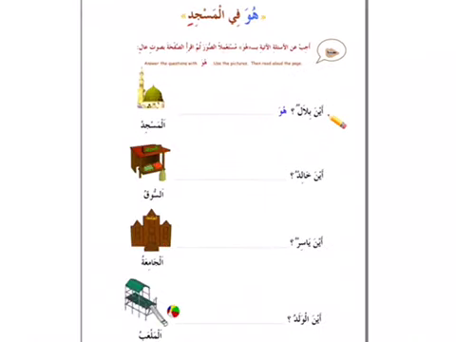On worksheet number 10, we're going to change the name to a pronoun. For example, let's look at the first one together. Aina Bilalun, where is Bilal? Instead of saying Bilalun fil masjidi, we say Huwa fil masjidi. Do the rest of the worksheet in the same way.